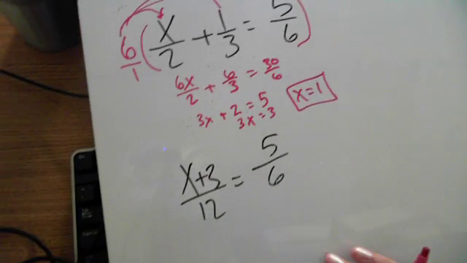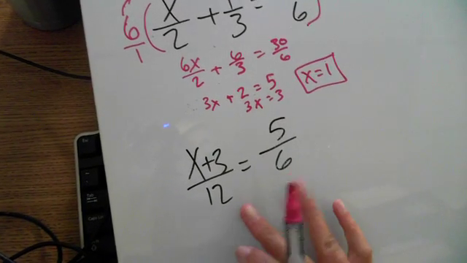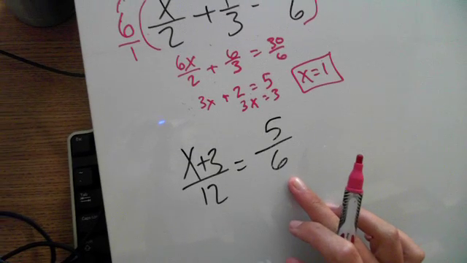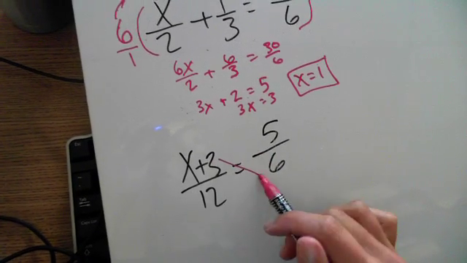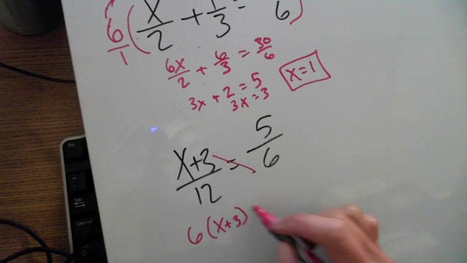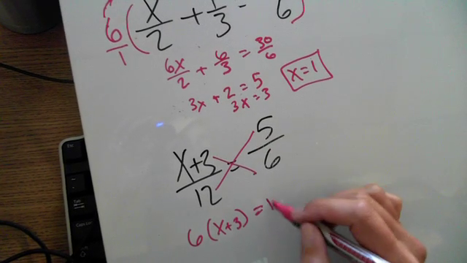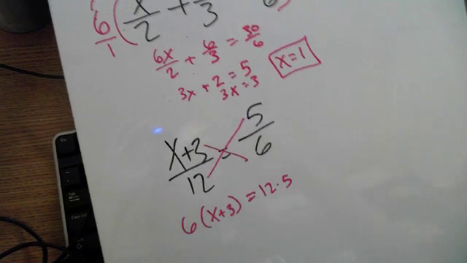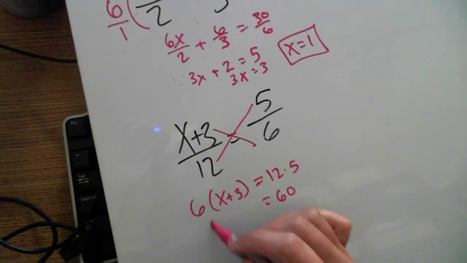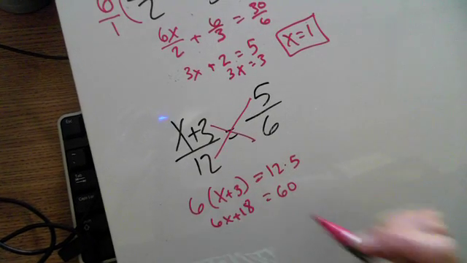If you look down to the second equation with fractions that we have, we've got two fractions equal to each other. The quickest and really the only way to solve this is just cross multiply. So we have 6 times x plus 3, and take your other diagonal, so we have 12 times 5, which is 60. Should have put that in there. Distribute, we get 6x plus 18.